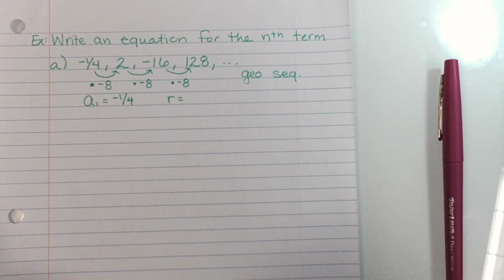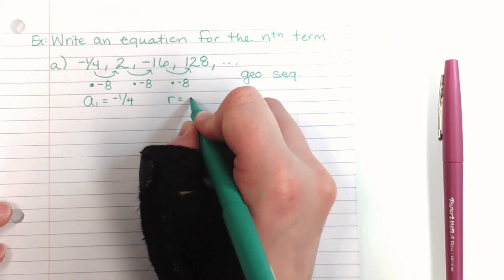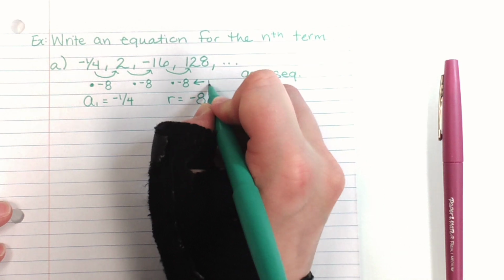Shelby, what is r? Negative 8. Yeah, it's the thing we're multiplying by every single time.